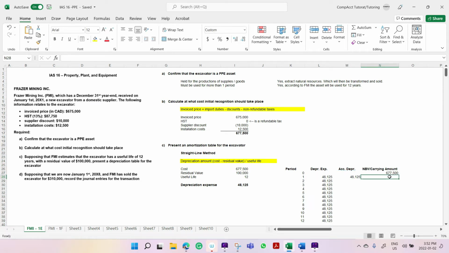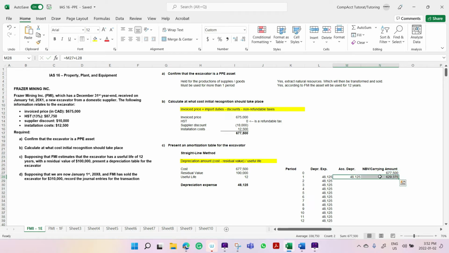And then as far as the net book value, or the carrying amount, we're looking at subtracting the accumulated depreciation at the end of each period. So again, we look at the carrying amount for the prior period, I'm going to lock that amount as well, minus the accumulated depreciation.